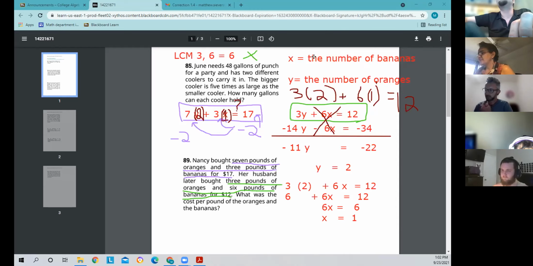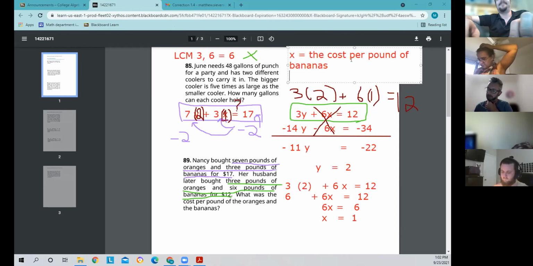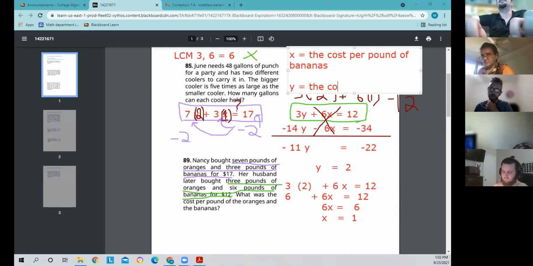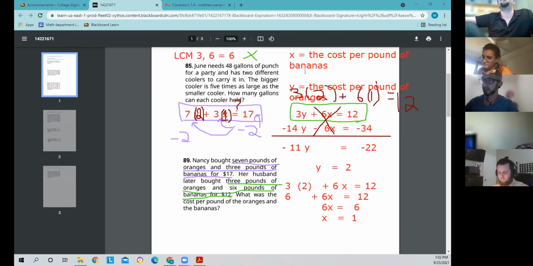So bananas are $1 a pound and the oranges were $2 per pound? Yes. They give us the number of pounds, and they want us to find the cost per pound. We still solved it correctly. The cost per pound of oranges. I thought they were giving us the other way around. I didn't read it correctly.